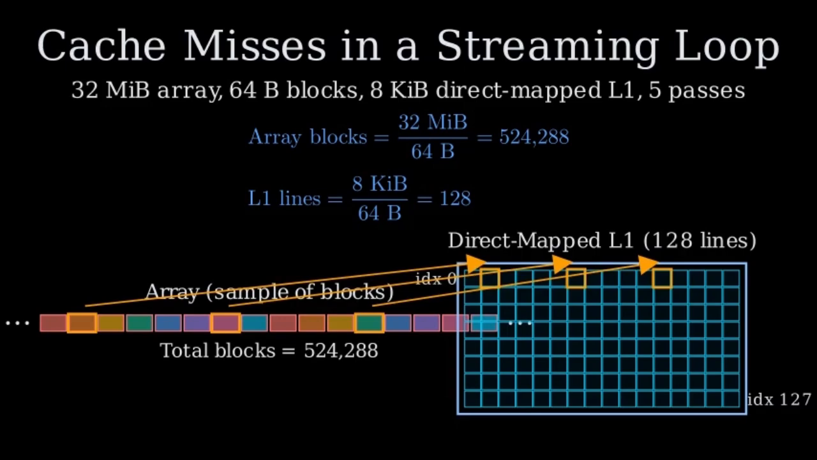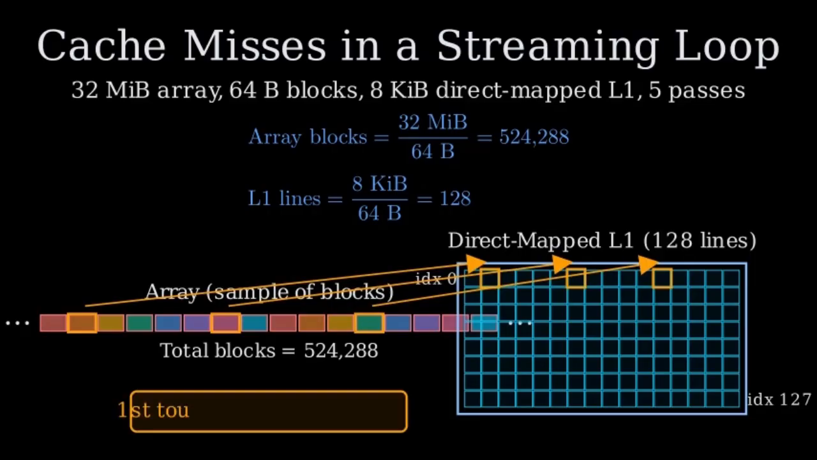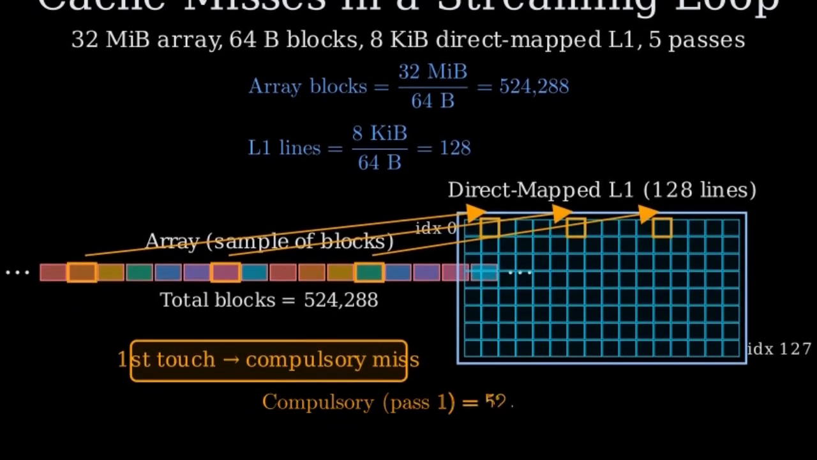Reuse happens only on the next pass, after touching all 524,288 blocks. On the first pass, every block is touched for the very first time. Those are compulsory misses. So, first pass compulsory misses equal the number of blocks, 524,288. What about passes 2 through 5?